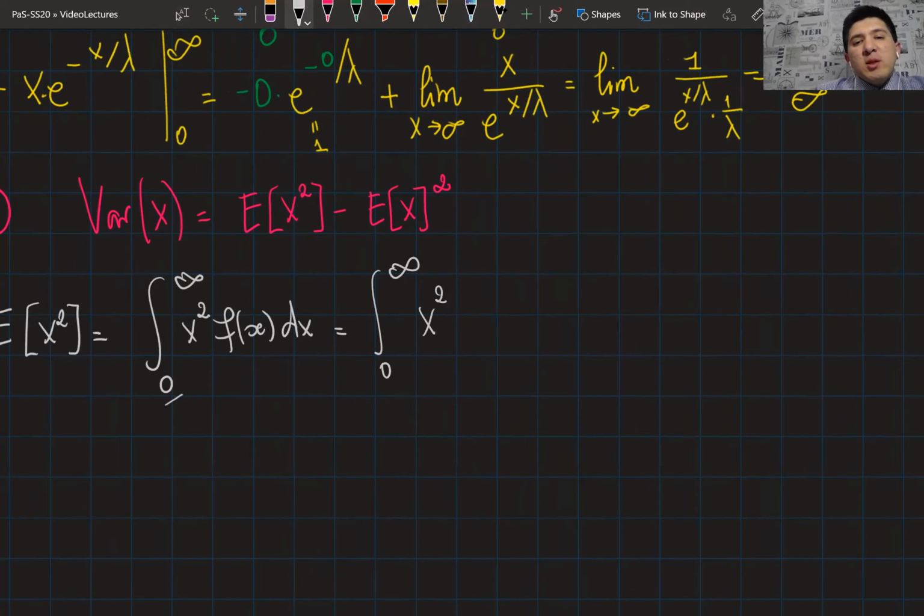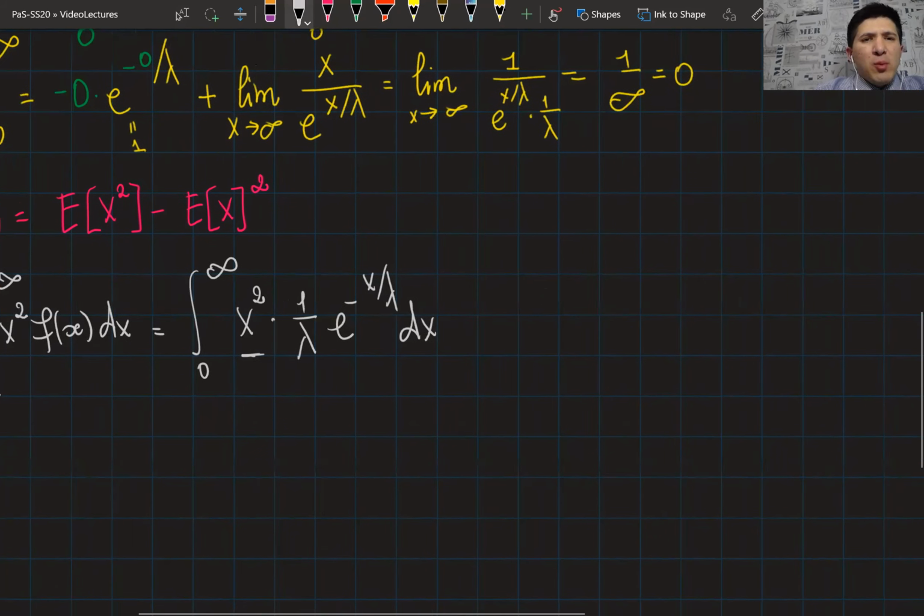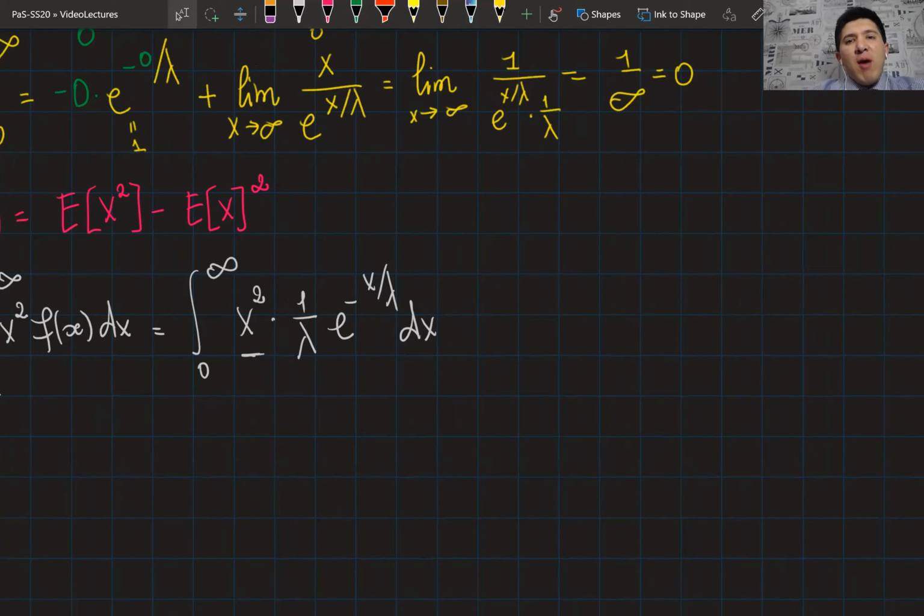So it's the integral from 0 to infinity of x squared multiplied by the density function, which is 1 over lambda e to the power of minus x over lambda. This is slightly different from before. Before we had just x here, and now we have x squared. What does it mean for us? It means we have to do integration by parts twice. One time we get rid of the x squared, so we're left with x, and then we do it a second time. Technically everything is more or less straightforward.